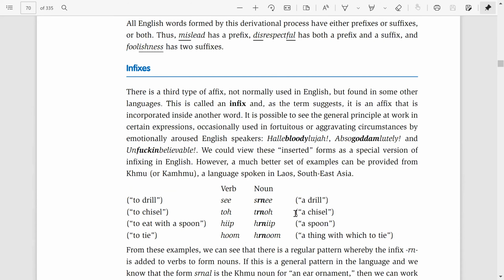Another word formation process is infixes. This is a very beautiful word formation process. And what do we do in this type of word formation process? An infix, as the term suggests, is an affix that is incorporated inside another word. Here we add some affix inside another word. Here we are not going to attach an affix to the end or to the beginning of a word. Rather, we will add that affix inside another word.